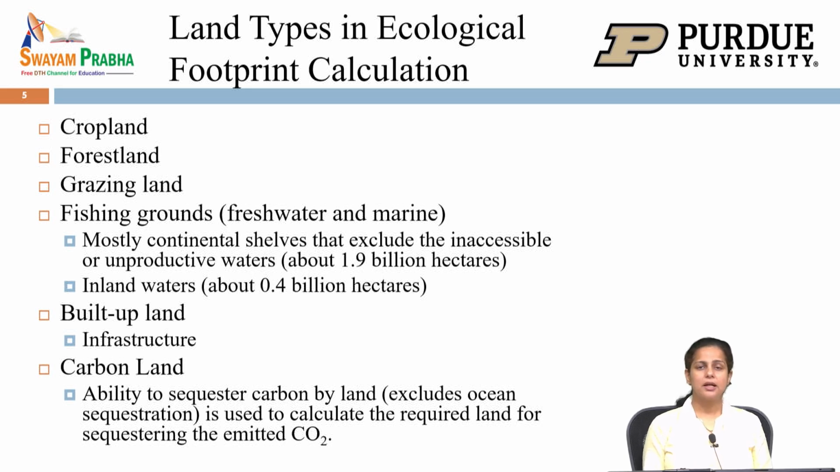And notice that even though ocean carbon sequestration is a big component of mitigating our CO2 emissions from human activities, the ocean carbon sequestration is not included in the carbon land. For the marine land, we are only including the fishing productivity and not the CO2 sequestration. Going forward, there would definitely be suggestions for including the carbon sequestration to account for how much overshoot we are doing of the available carbon sequestration services from the ecological systems.